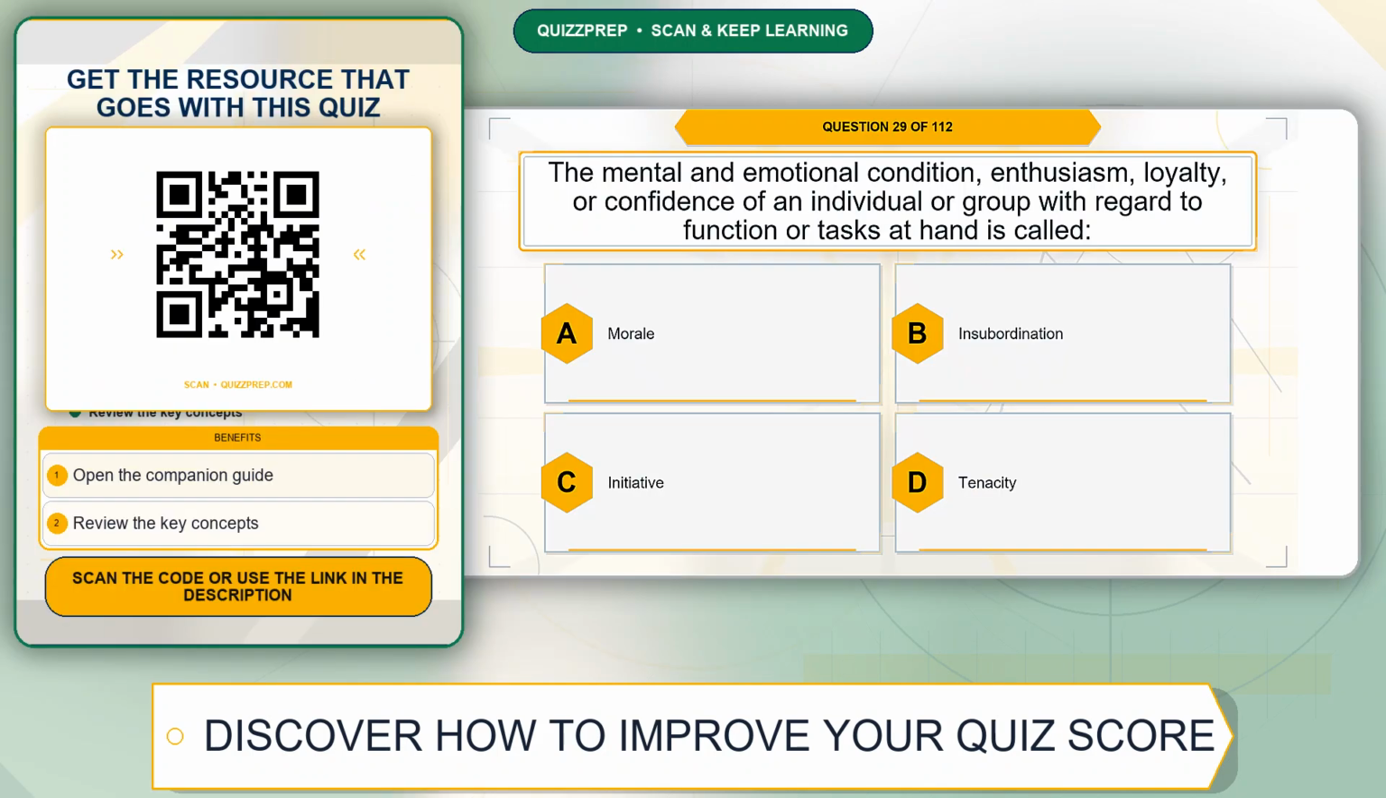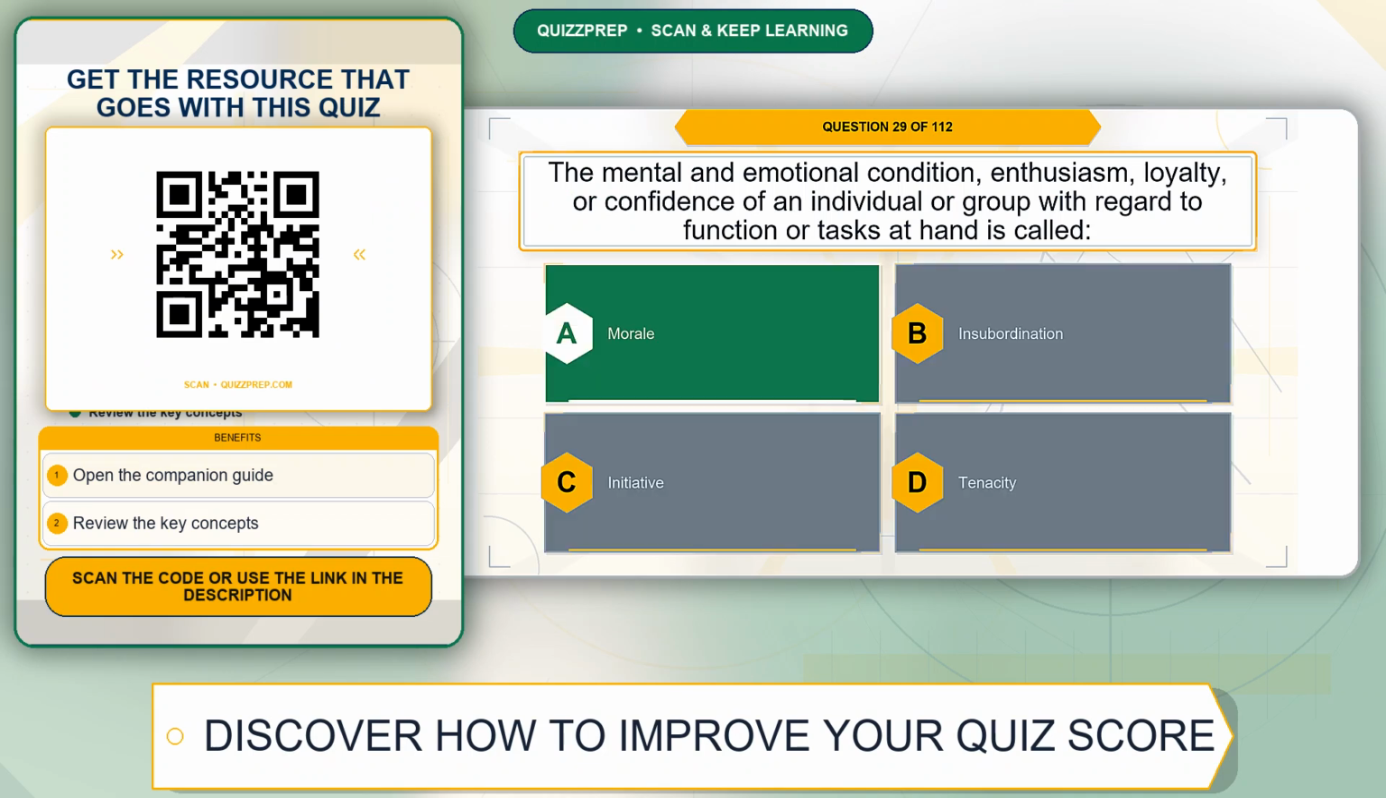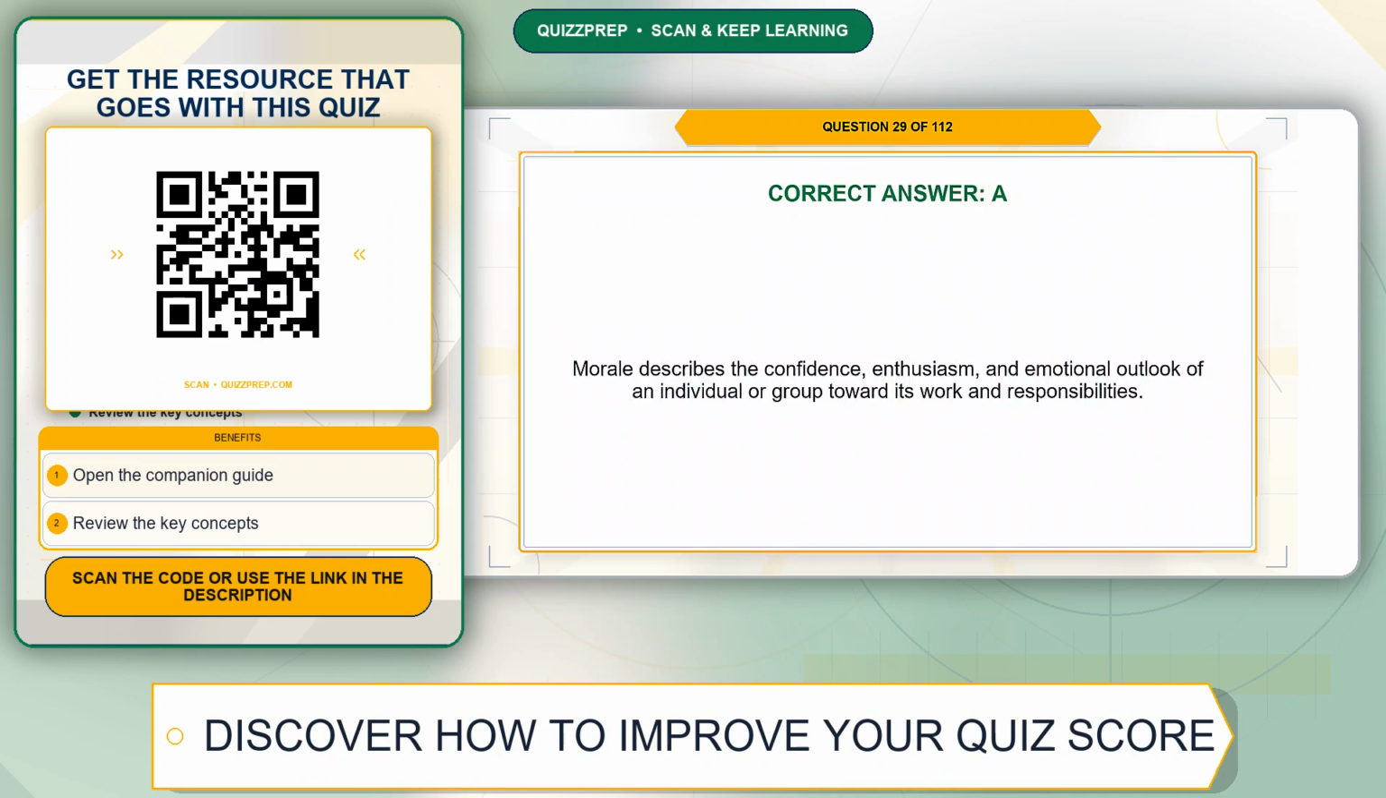Question 29. The mental and emotional condition, enthusiasm, loyalty, or confidence of an individual or group with regard to function or tasks at hand is called option A, morale. Option B, insubordination. Option C, initiative. Option D, tenacity. The correct answer is option A, morale. Explanation. Morale describes the confidence, enthusiasm, and emotional outlook of an individual or group toward its work and responsibilities.